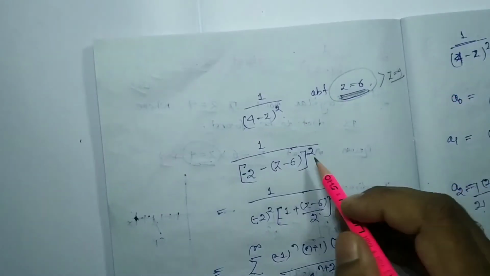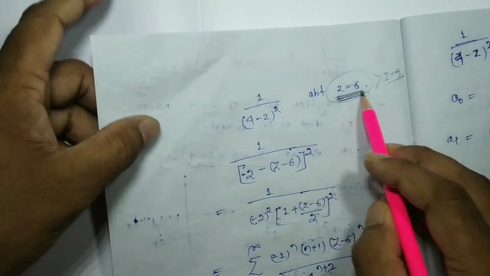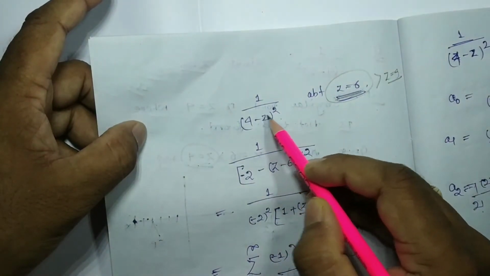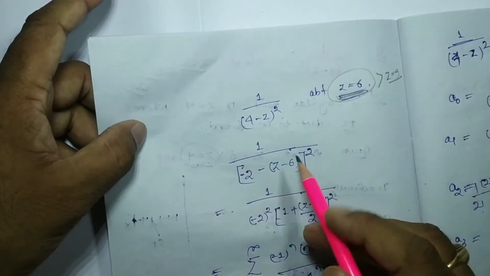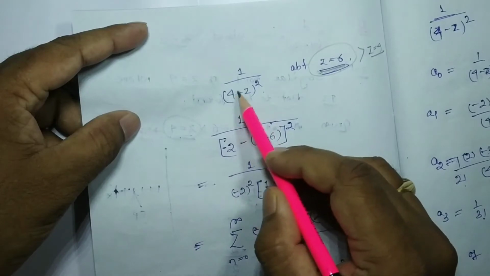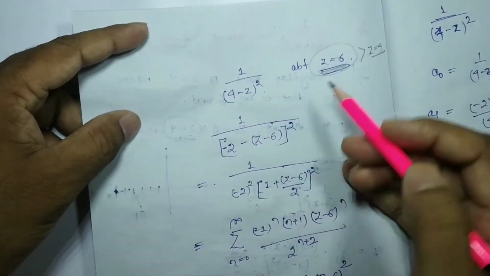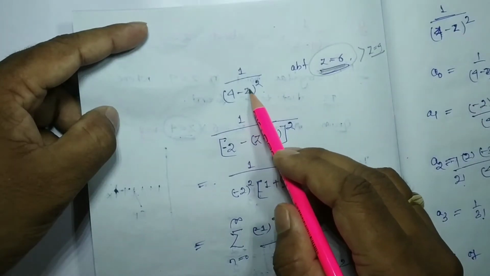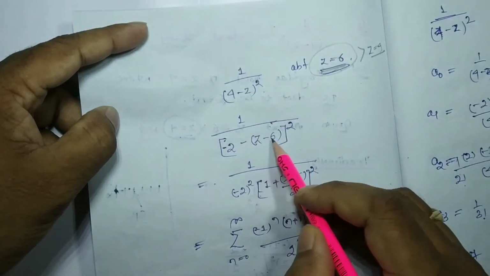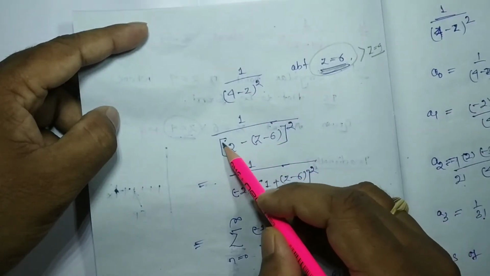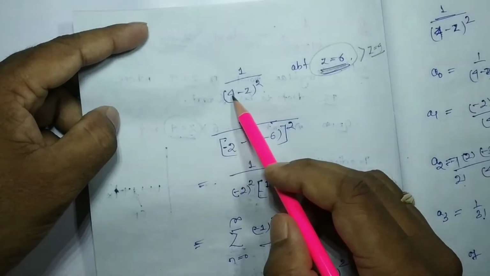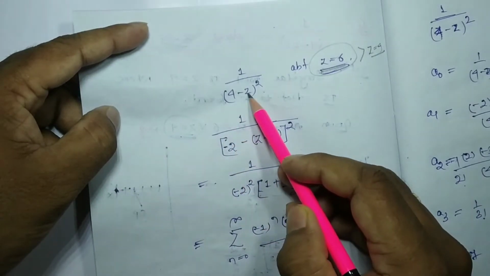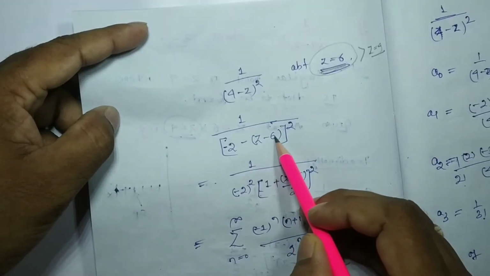Okay, so about z equal to 6 means this z will be transformed to z minus 6 first, and the whole denominator is going to be transformed into 1 plus z format. So if I write z equal to z minus 6 instead, then what will be the value? Here it will give the value 4 minus z. Here you can see I have written z minus 6.